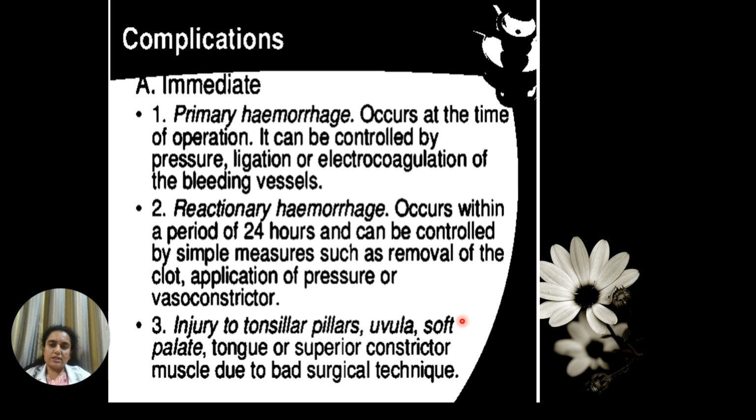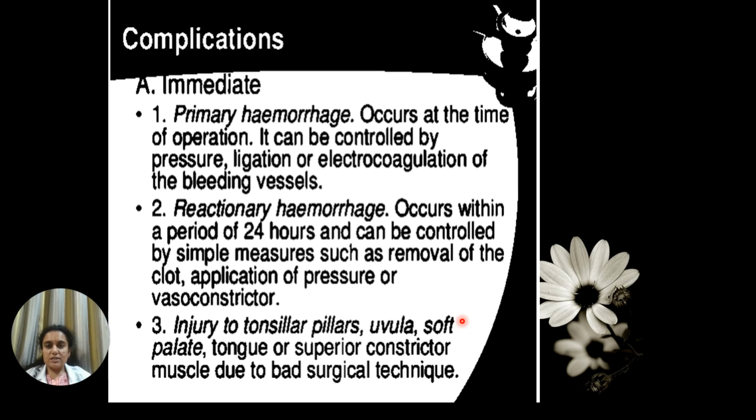The complications of tonsillectomy immediately is hemorrhage. There can be primary, reactionary hemorrhage and secondary hemorrhage. Primary is that occurs at the time of operation. It can be controlled by pressure or taking help of electrocautery or a bipolar and or ligation. Reactionary hemorrhage, it occurs within 24 hours of the surgery, can be controlled with simple measures like sometimes just removal of the clot or application of the pressure or vasoconstrictor.